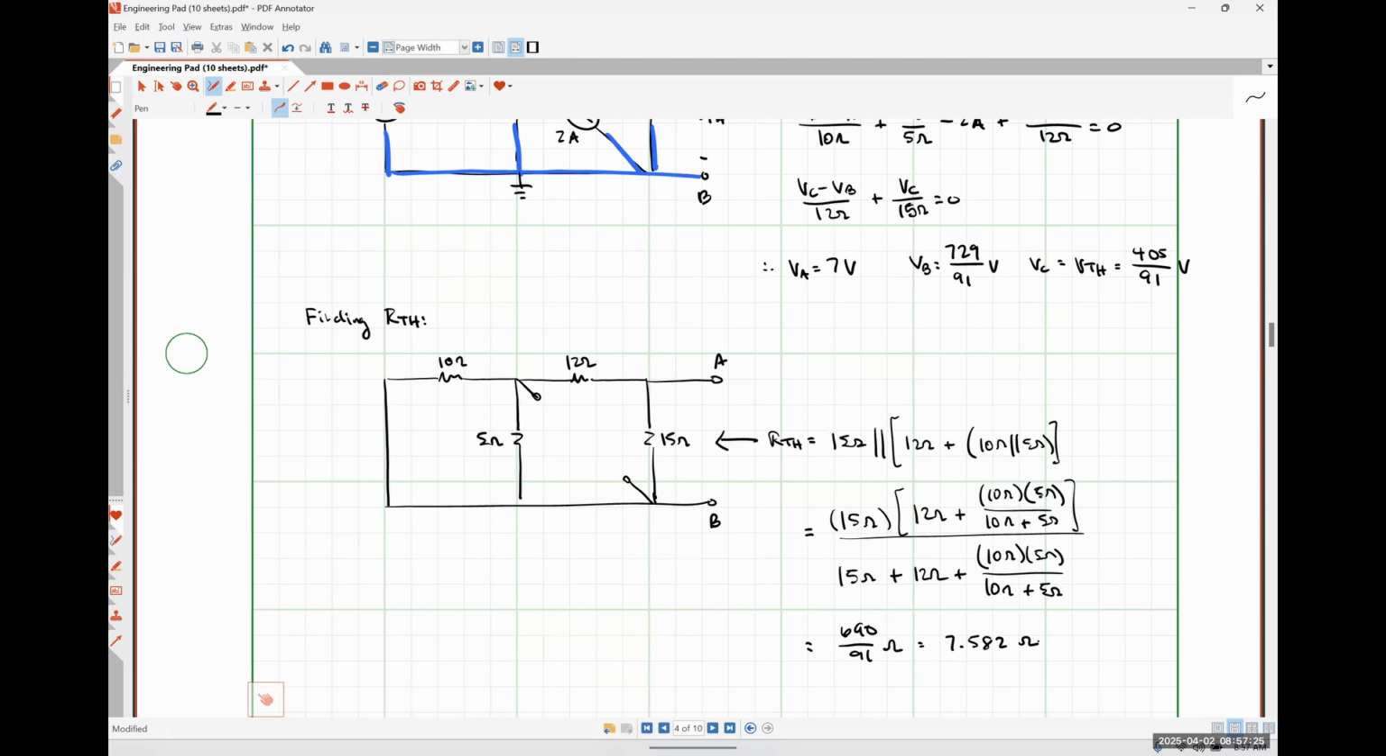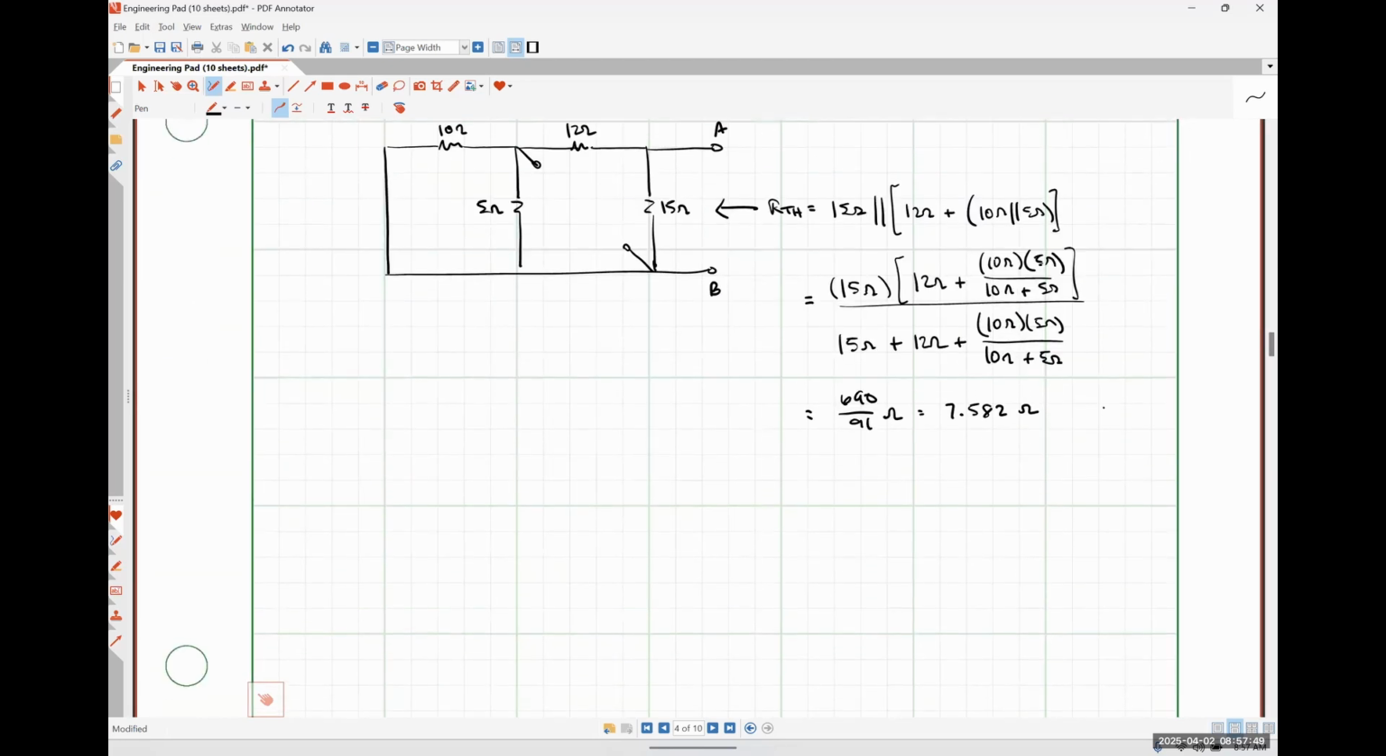All right, so we could, if we were so inclined, find our Norton current by simply taking VTH over RTH. I'm going to use that as a check. So I want us to actually find what I Norton is, and then make sure that it comes out to be simply VTH over RTH to make sure that we did all of our steps correctly. Okay. So the last thing that we're going to do here is find I Norton.